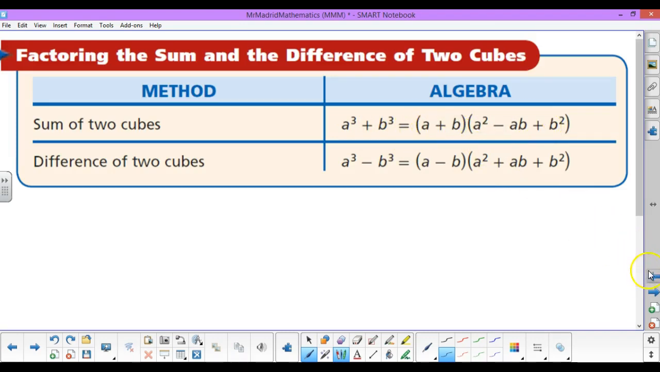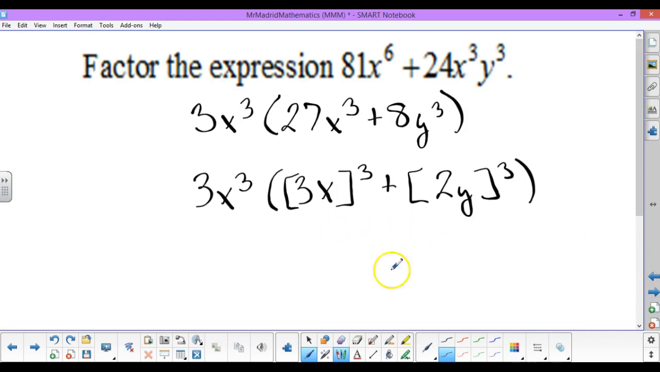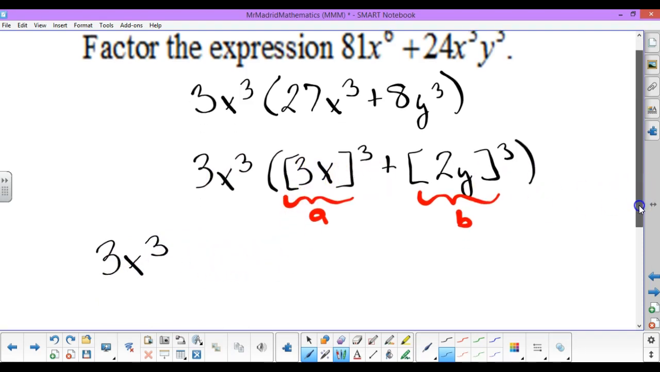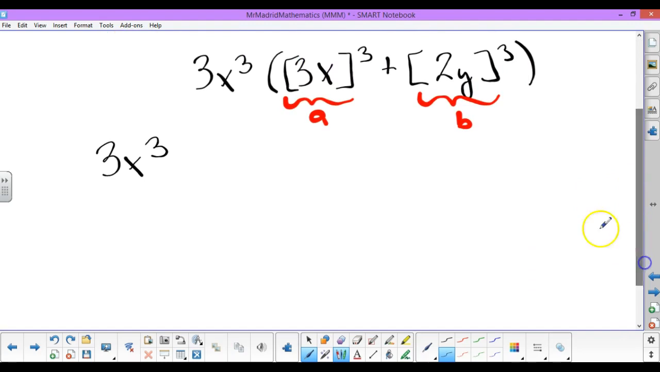So it's a plus b, right? So then, let me grab a different color. All of this is a, and all of this is b, all right? So once again, this guy's a factor onto itself, so let's just bring him along. 3x cubed, all right? Now this portion here is going to come directly from the formula.